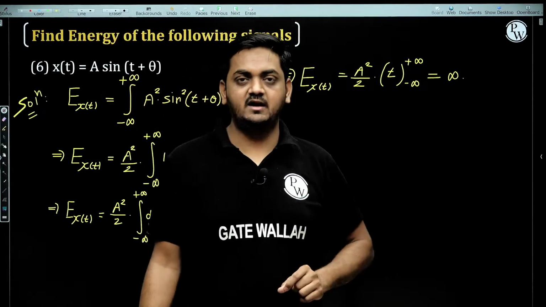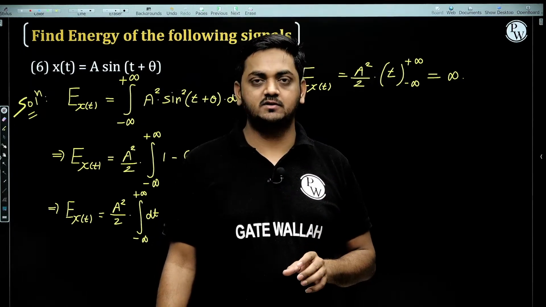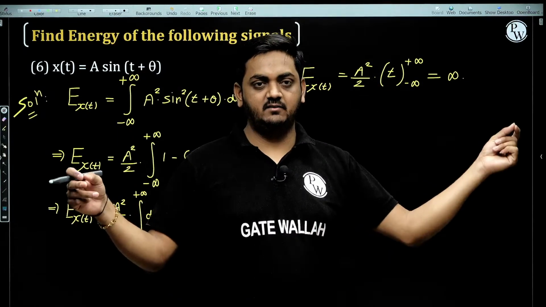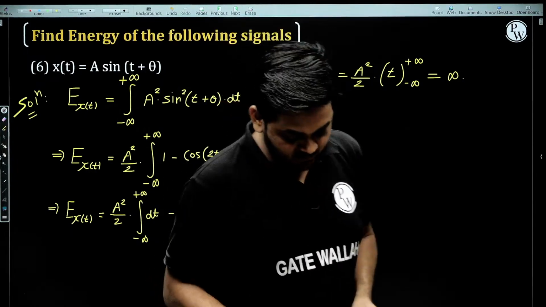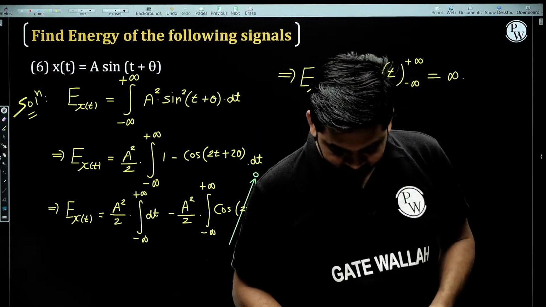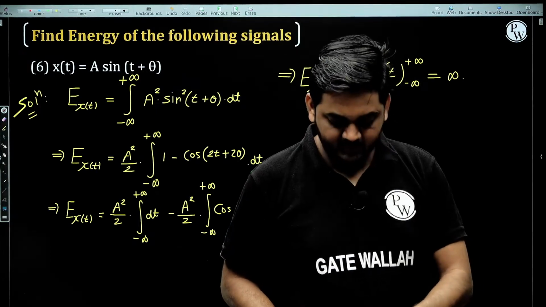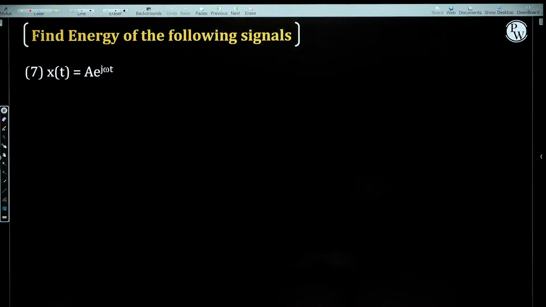So energy, ideally speaking, energy of the sinusoidal function is infinite, guys, because this sinusoidal function starts from minus infinity and ends at plus infinity: an everlasting signal, infinite duration signal. Is this clear, guys? Fine. So energy is infinite. Now let us take the next question.